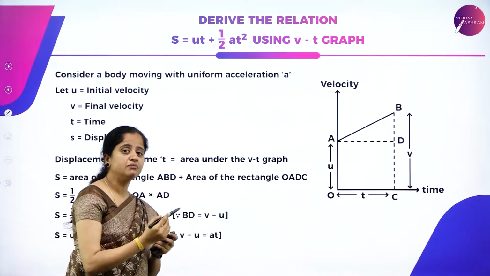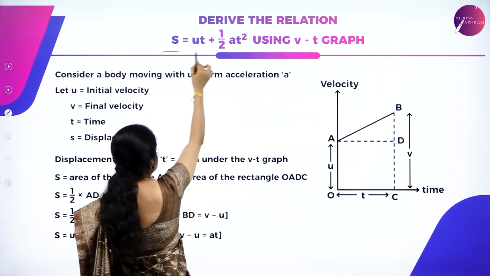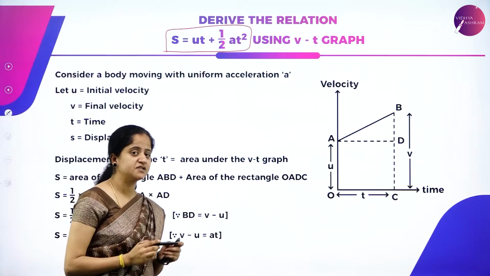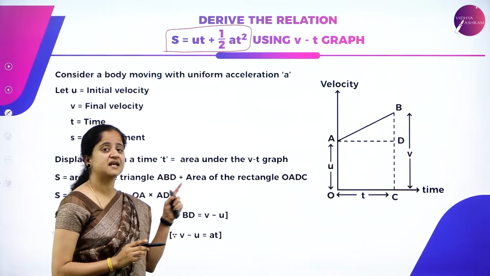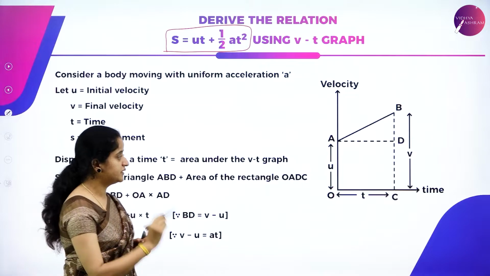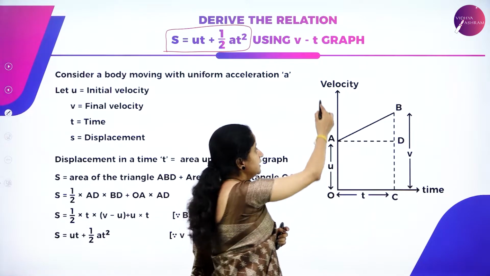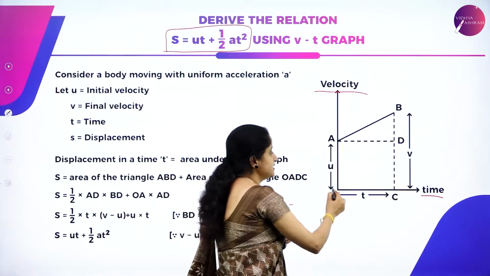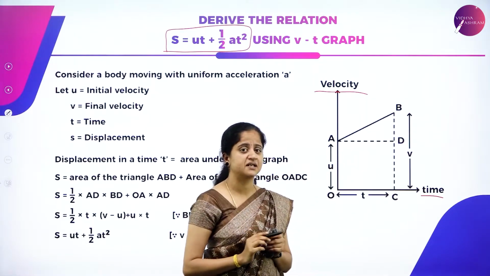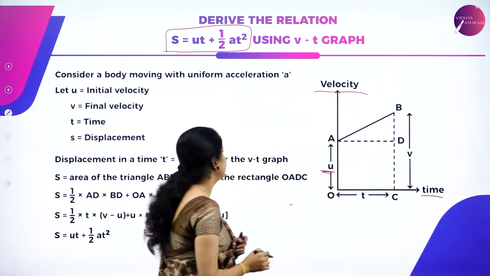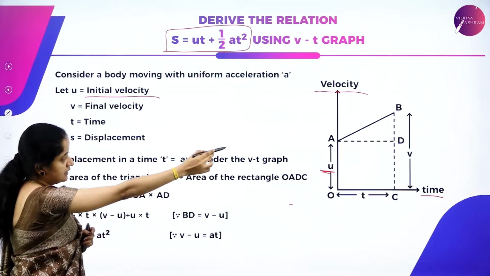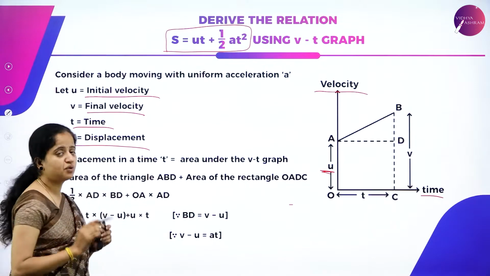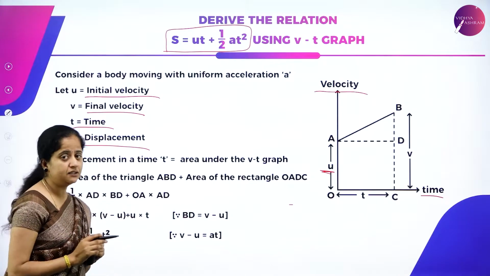Similarly, we can derive one more kinematic equation, that is S is equal to UT plus half AT square. What is S? S is nothing but displacement, U is the initial velocity, A is acceleration and T is time. So for this also we are considering the same graph, that is velocity along the y-axis and time along the x-axis. Here also we have considered a body which is moving with uniform acceleration and the initial velocity of the body is given by U. V is the final velocity, T is time, and S is displacement, which we have to relate with the other variables.